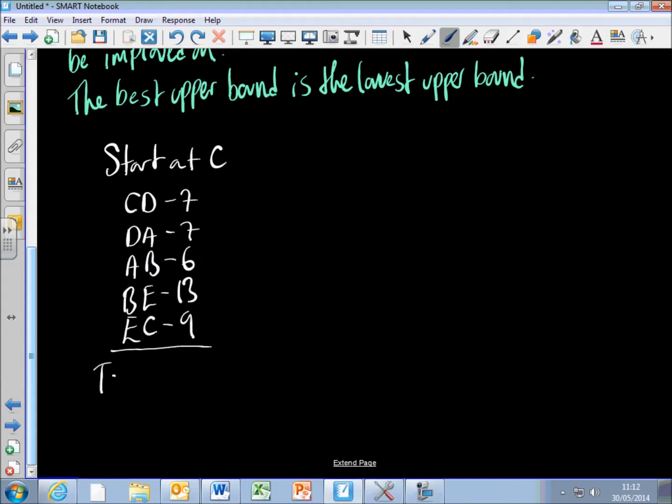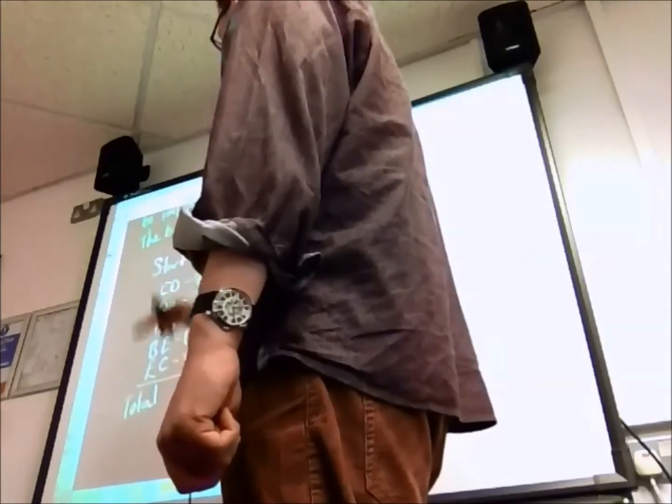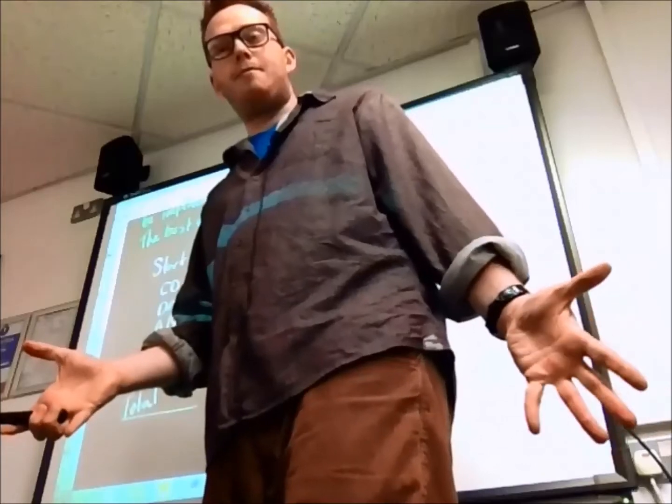Okay, and we'll total these up. 7 add 7 is 14, add 6, that's 20, add 13 is going to be 33, add another 9, that's 42. Okay, so I've got 42 again. So still the best upper bound I have is 42.